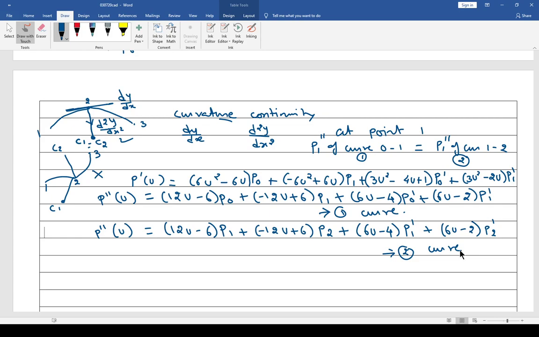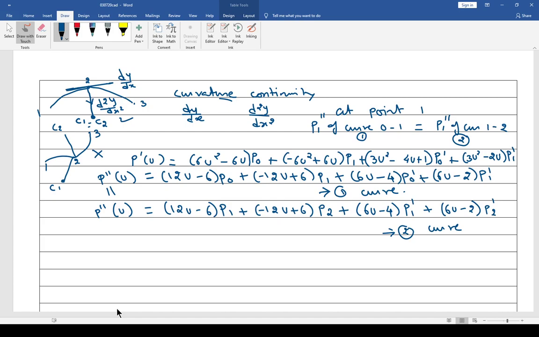Okay, two curves. First starts from 0 to 1 and second starts from 1 to 2. So what I want to say, these two have to be equal. This is what is the meaning. Okay, so now you just rearrange it.